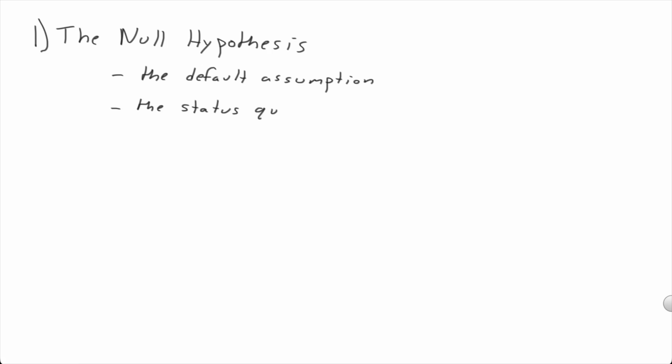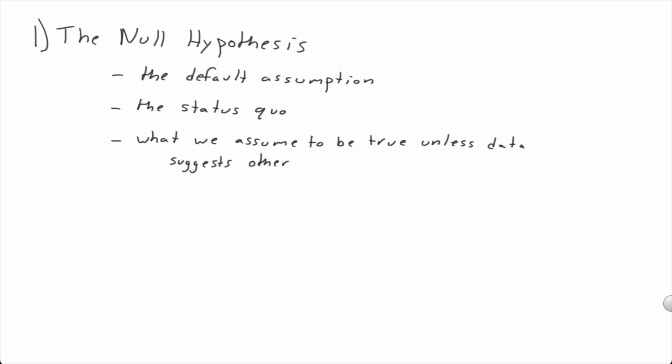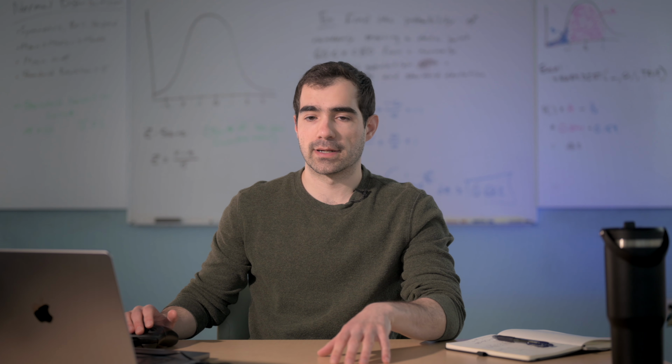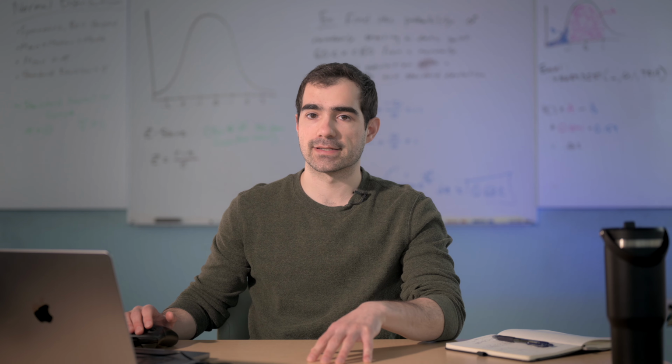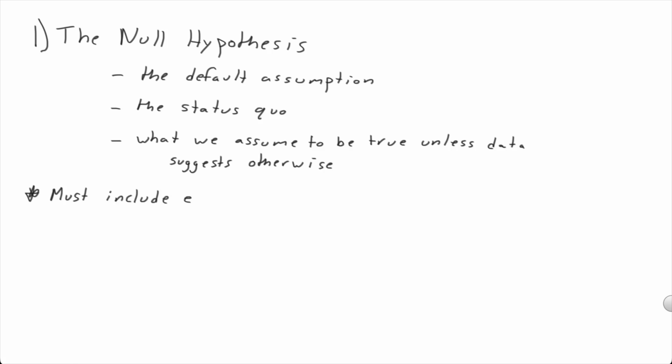First, every hypothesis test starts with something called a null hypothesis. The null hypothesis is the default assumption. It's the status quo. It's the claim we would assume to be true unless the data gives us strong evidence to suggest otherwise. And importantly, whenever we state a null hypothesis, it always has to include a statement of equality. So it will always involve symbols like equal to, less than or equal to, or greater than or equal to.